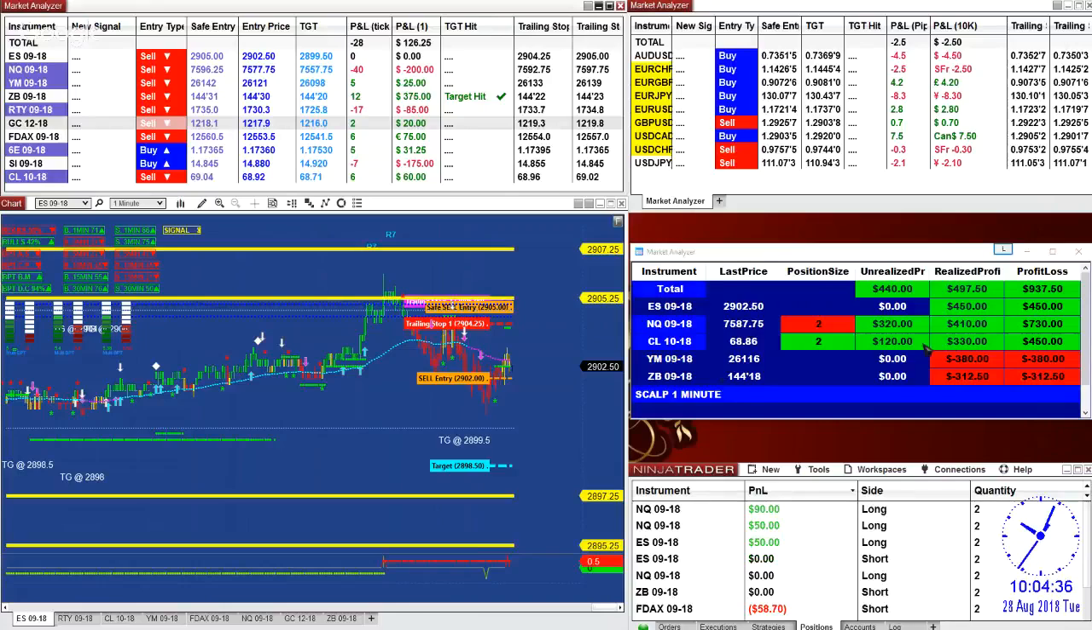This blue market analyzer is your scalper, and you can see also on the controller, the NinjaTrader 8 controller, those are your swing trading, a totally different system.